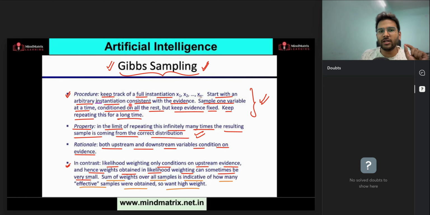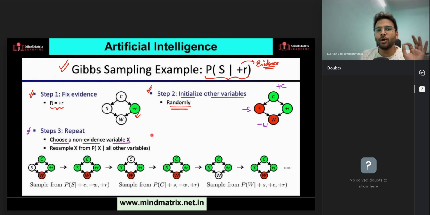Start with the arbitrary instantiation that we have done and sample one variable at a time. You can pick any one non-evidence variable X. Clear? And what you have to do is resample X from the probability of X given all other variables. This is how you are going to do it.